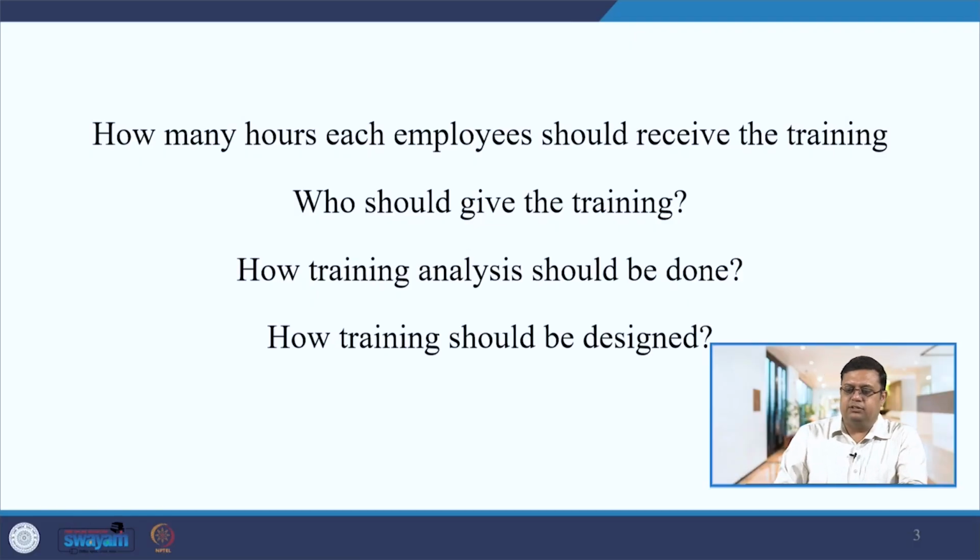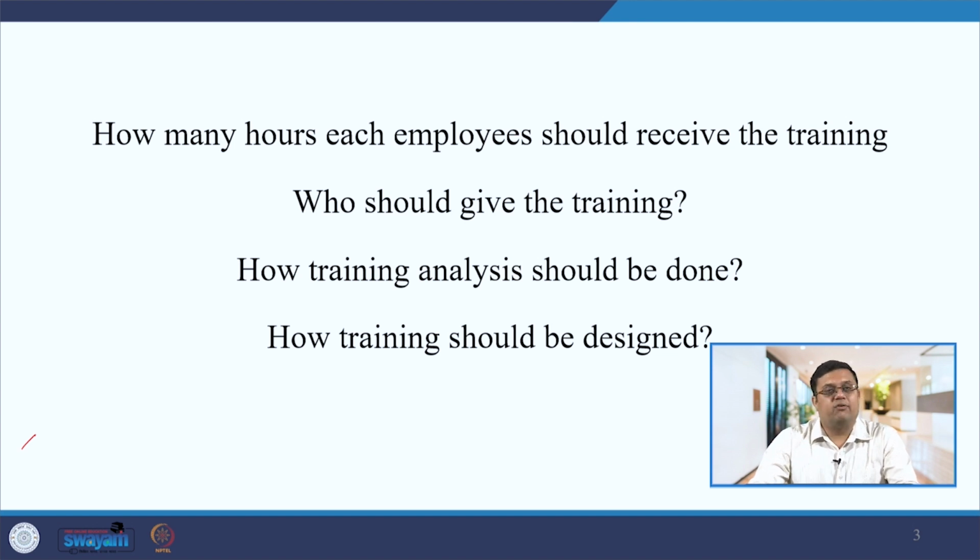So how many hours should each employee receive training? That is the question that each manager might be thinking about how to answer. So this is a day to day question. How will you decide for how many hours an employee should receive training in one particular year, right? This could be one of the questions. So how we can solve this question through a training matrix, that is what we will understand.